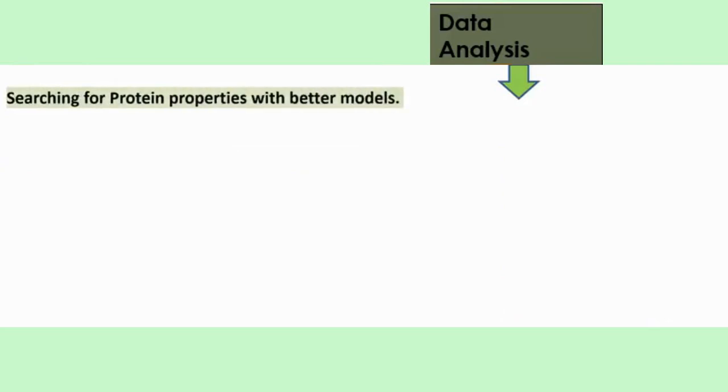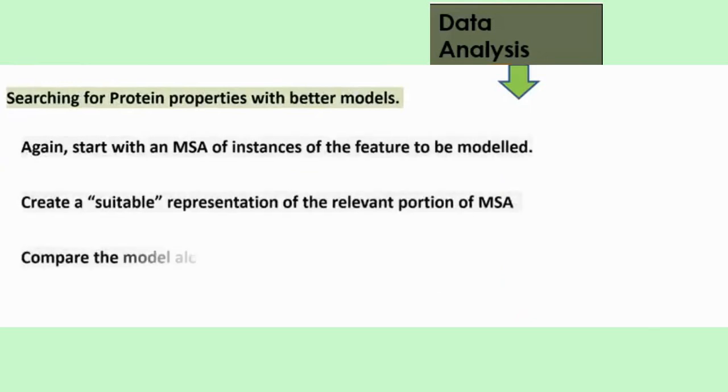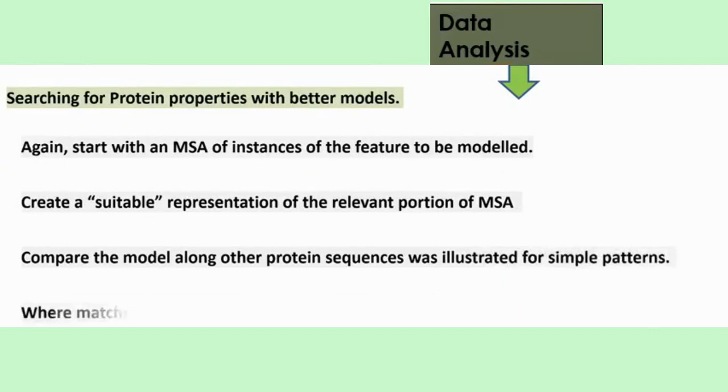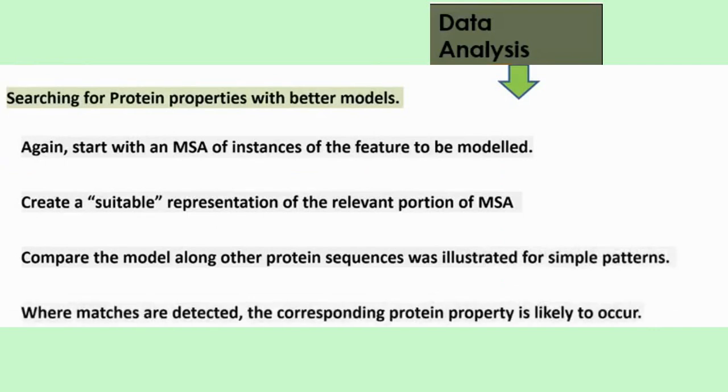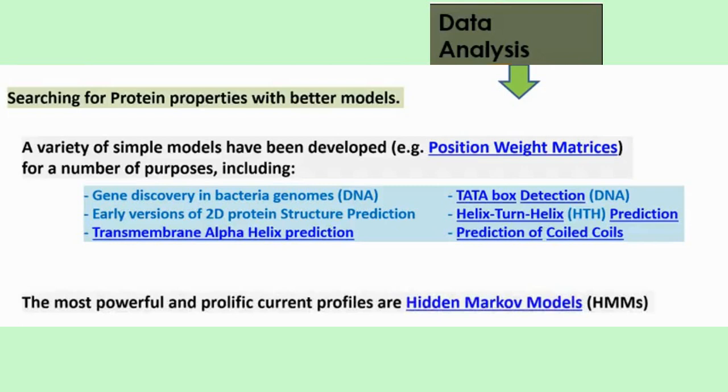Still, using an MSA representing the feature to be modeled as a starting point, create a more complete model of the conserved feature. Slide the model across all proteins under investigation and come to a decision as to how meaningful that match might be. Various simple models, or profiles, were implemented in earlier software, including position weight matrices. These profiles are used to detect various properties of both DNA and proteins. Currently, most profiles are hidden Markov models, HMMs.